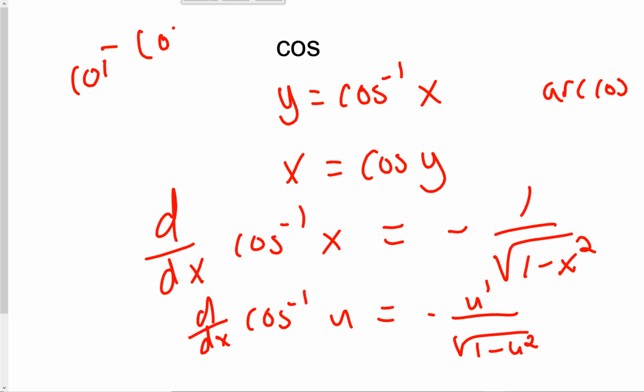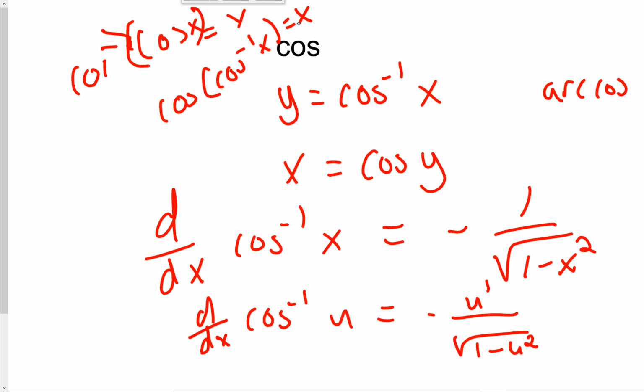And then this is also true. Cosine inverse of cosine of x equals x. And cosine of cosine inverse of x also equals x. Same thing as sine.